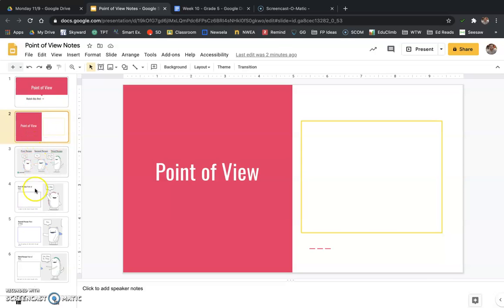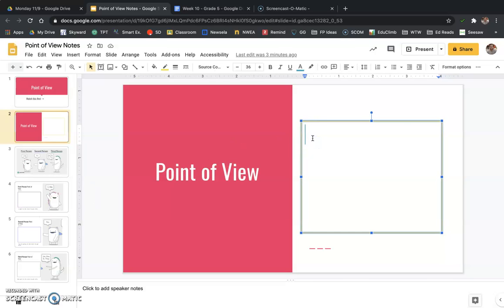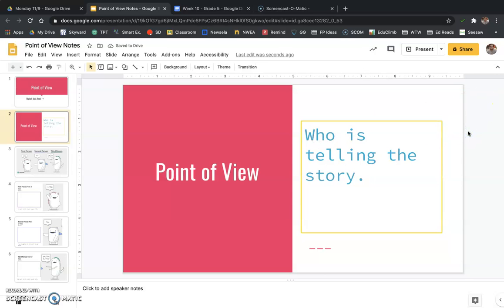What I have here are all of the slides that you have. I want you to go through and copy exactly what I have. So, point of view. Here is what point of view is: who is telling the story. That's it. Who is telling the story?